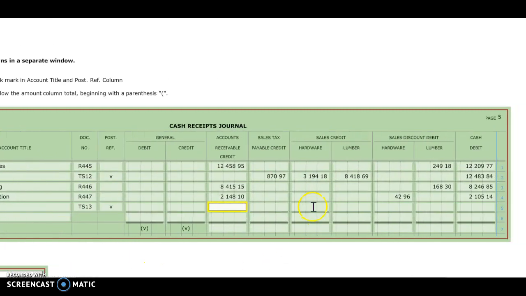Okay, and then I'm going to go to my sales credit columns. I'll put in my hardware first. My hardware was $4,184.94. And then my lumber sales credit is going to be $6,148.71. Okay, next thing I'm going to do is add those two sales credits together.